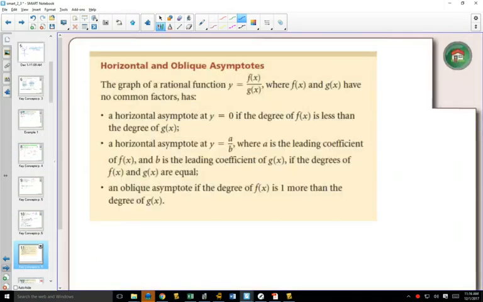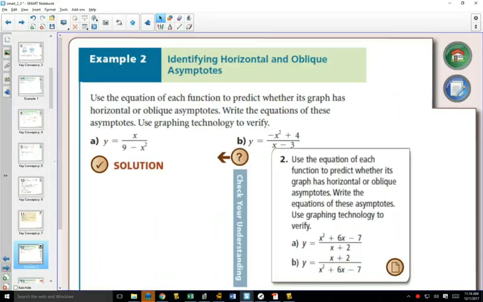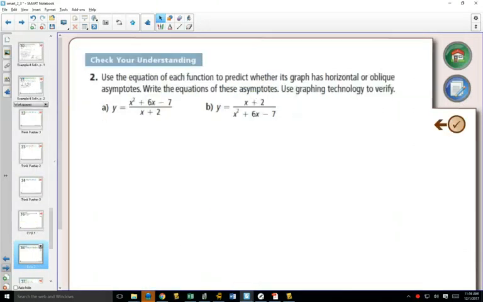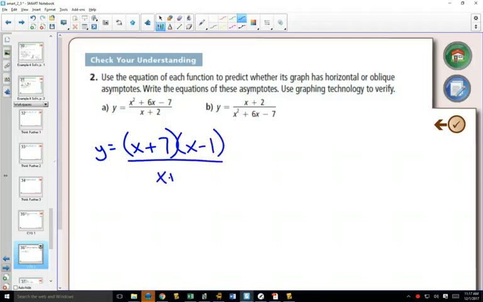So they summarize things here a little bit. Let's look at example 2. A step for graphing all of these rational functions: you always want to factor first to see if anything cancels out. Because the very first thing you're going to look at is my non-permissible values. Are my non-permissible values holes, or are my non-permissible values asymptotes? So for this first one here, I can factor the top. It's going to be x plus 7, x minus 1, all over x plus 2. Nothing cancels out.